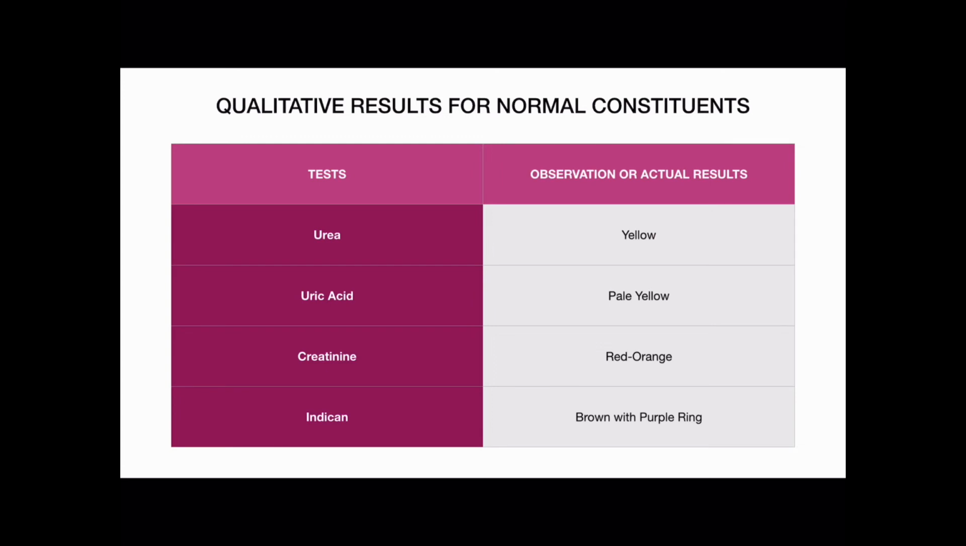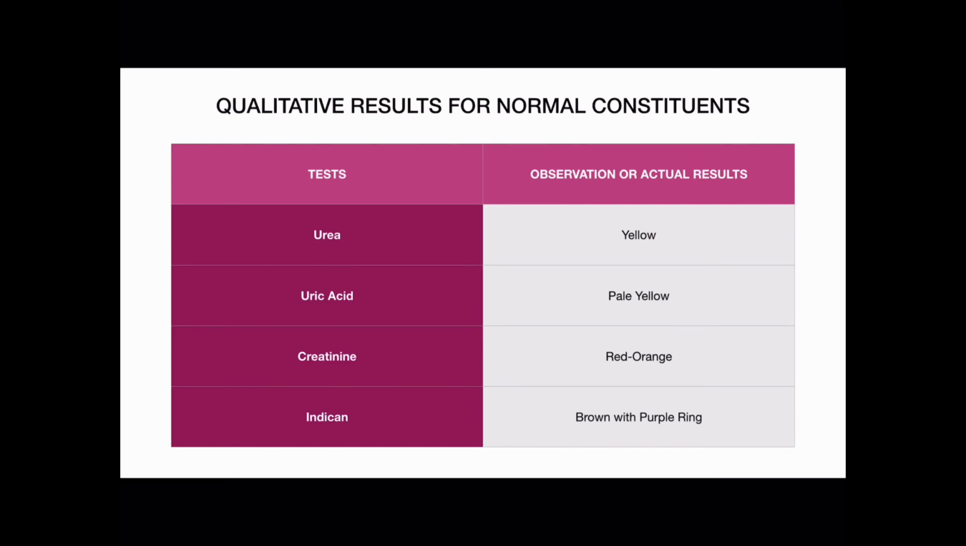For the result of the urea test, we came up with a yellow solution. In the uric acid test, we had a pale yellow solution. In the creatinine test, we had a red-orange solution. And in indican, we had a brown solution with a purple ring.